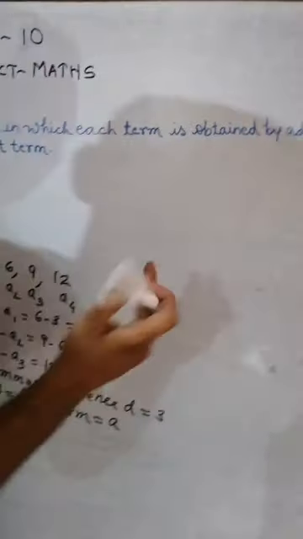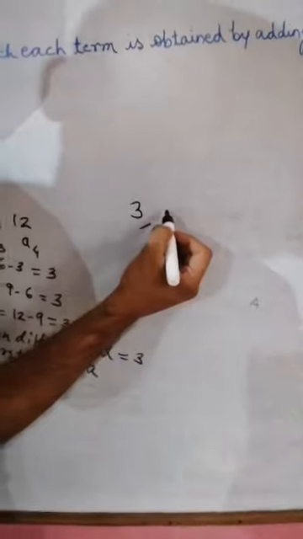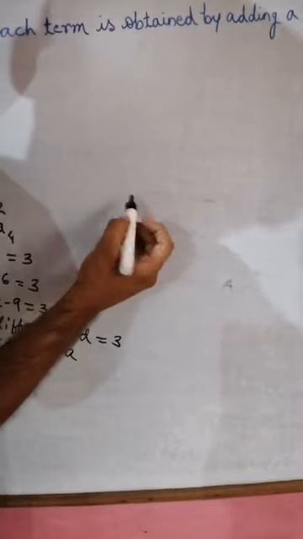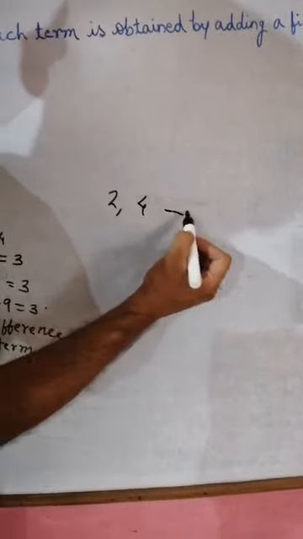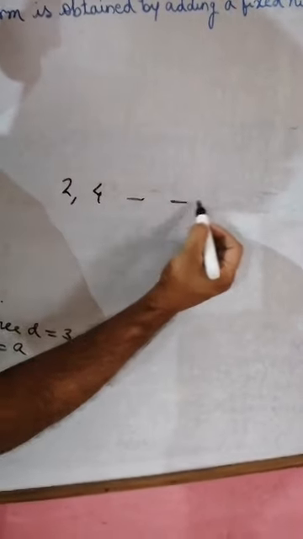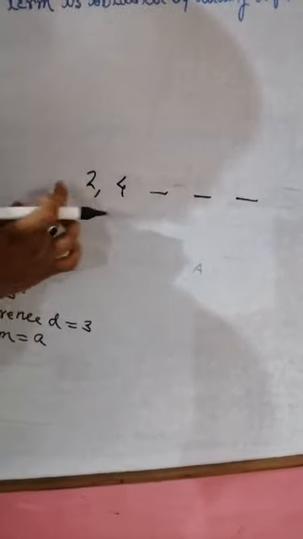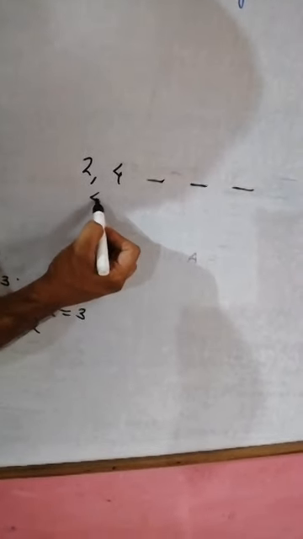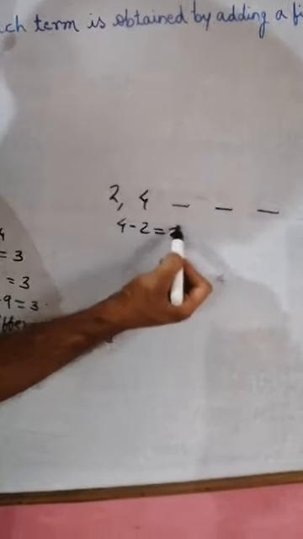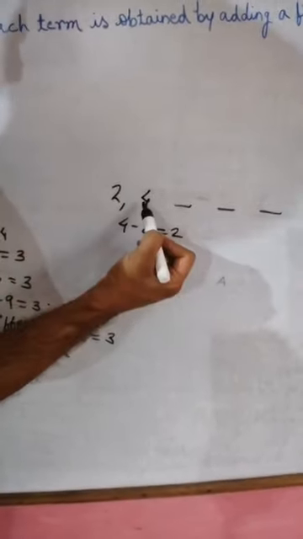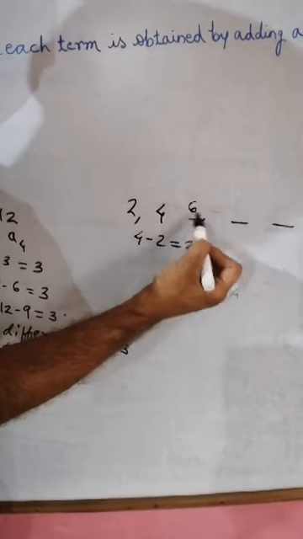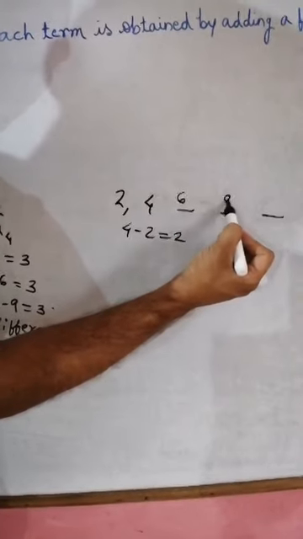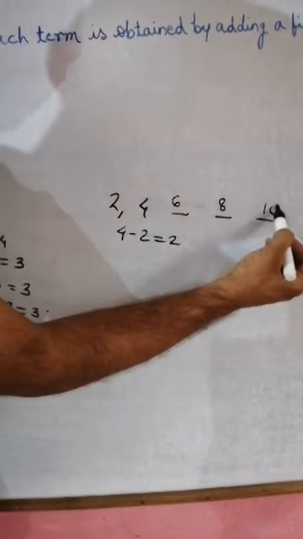Now suppose, we'll take one example, 2 and 4, and somebody asks what are the next 3 terms of the AP. Now what are we supposed to do? We'll first find the common difference. 4 minus 2, what is the answer? I think the answer is 2. Now this common difference is 2. This 2 will be added to the next number. 4 plus 2 will be 6. Now 6 plus 2, the answer will be 8. 8 plus 2, the answer will be 10.